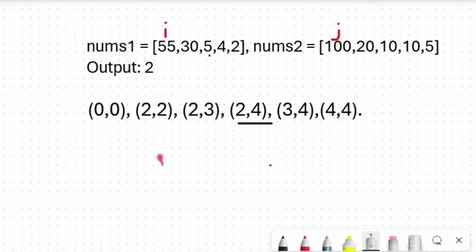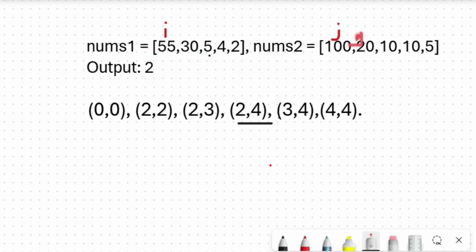So if we take this example, we will say that the i value is from nums1 and the j value is from nums2. We will take the first value, which is 55 and 100. It satisfies the condition that i should be less than or equal to j and i's value is less than j's value. But one more thing we have to notice here is that they have given an array where the values are in decreasing order.